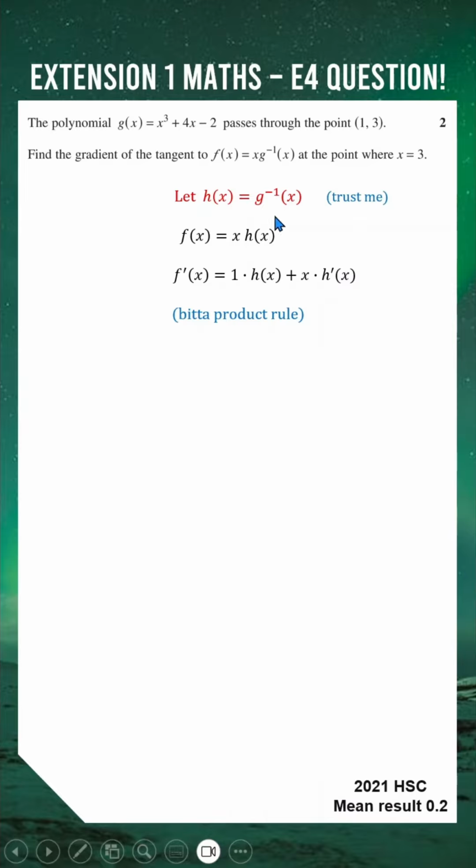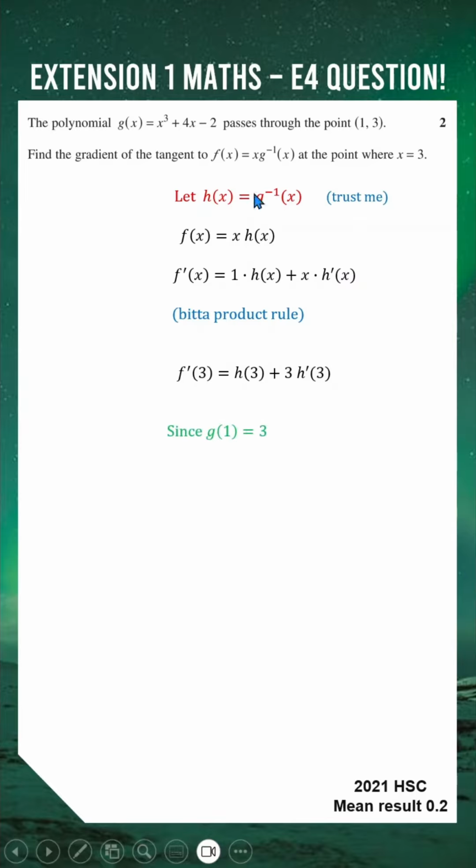Okay, so now to figure out the gradient of the tangent at this point, all I've got to figure out is what is 3 subbed into this expression. So f dash 3 is going to be the inverse function evaluated at 3, plus 3 times the derivative of the inverse at 3. Now let's unpack how we're going to figure these out.